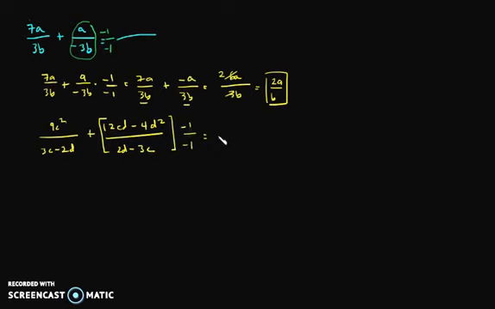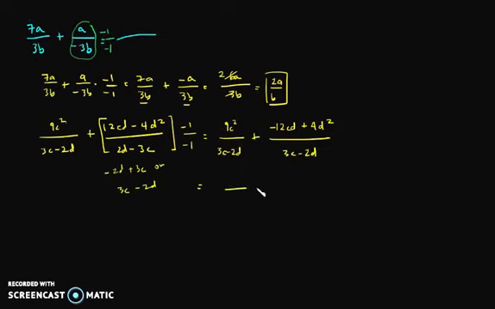Simply multiplying this will give us 9c squared over 3c minus 2d, plus, distributing the negative, negative 12cd plus 4d squared over negative 2d plus 3c, or arranging this, 3c minus 2d. So you have now the same denominator, and then perform the operation. Copy the denominator, 3c minus 2d, and the numerator is 9c squared, let's follow the negative sign, minus 12cd plus 4d squared.